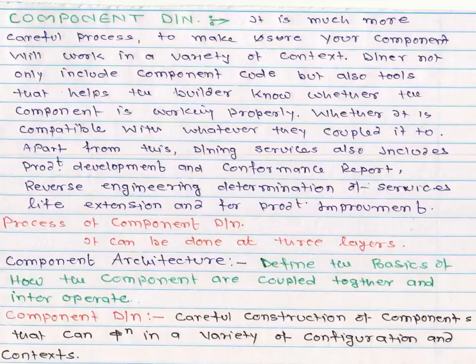The component designs, as we discussed in the detailed design: in complex products there are so many subsystems. They need various components, and every component needs so many parts. So it is a much more careful process to make our components work in a variety of contexts. The designer includes not only the component code, but also tools that help the builder know whether the component is working properly or not, and whether it is compatible with whatever it is coupled to.